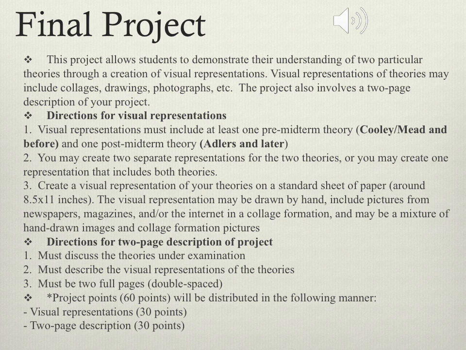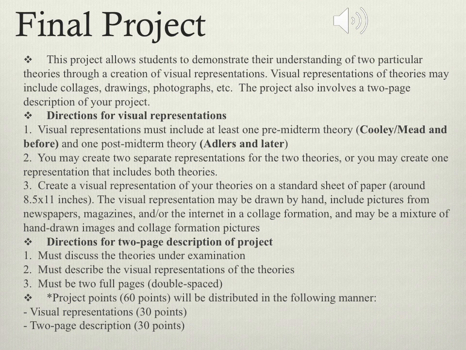The points will be allocated so that the two-page description is worth 30 points. So make sure you're describing for the reader what's going on in your visuals and how it relates to your theories.